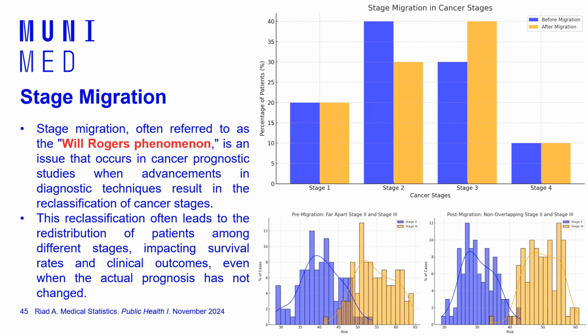So the mean of stage 2 and the mean of stage 3 will both decrease, because you have moved the worst cases from stage 2 to stage 3. They are worse than the stage 2 average, that's why the stage 2 mean will decrease, and they are better than the stage 3 average, that's why the stage 3 average will also decrease. Okay, so this was the phenomenon of Will Rogers, or stage migration in cancer.